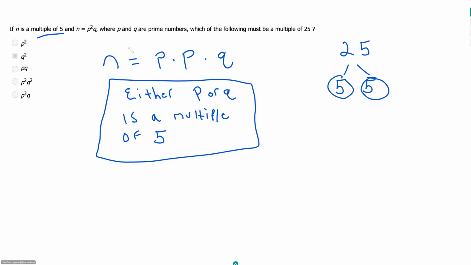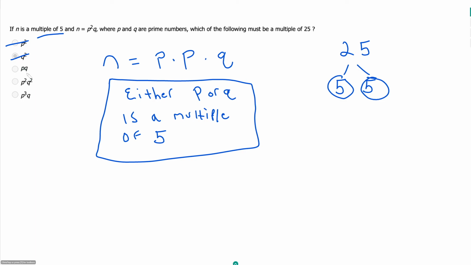So does p squared have to be a multiple of 25? No. We know that either p or q is a multiple of 5, and so if q is the multiple of 5, then p might not contain any 5s, and then the same thing is true here. In fact, we know our actual answer choice is going to have to contain a p and a q, right? Because we don't know which one of those contains our 5. So we can eliminate B based on that as well.